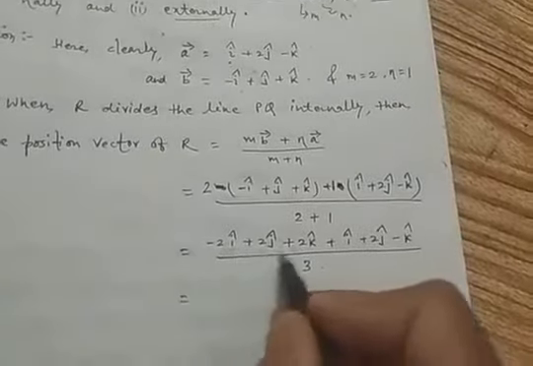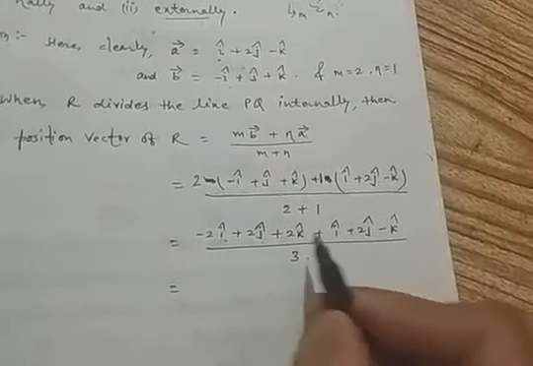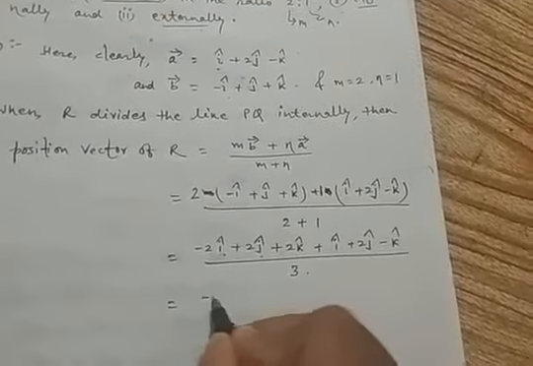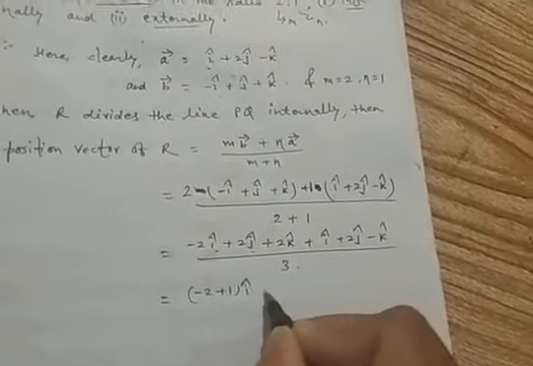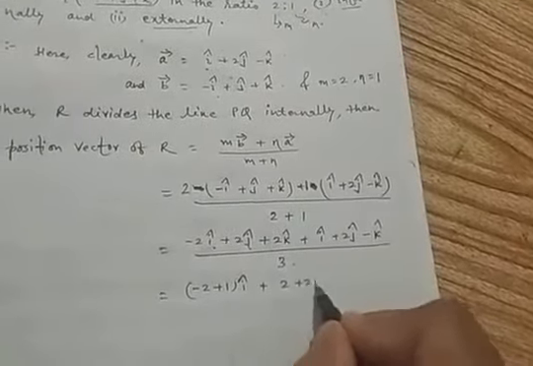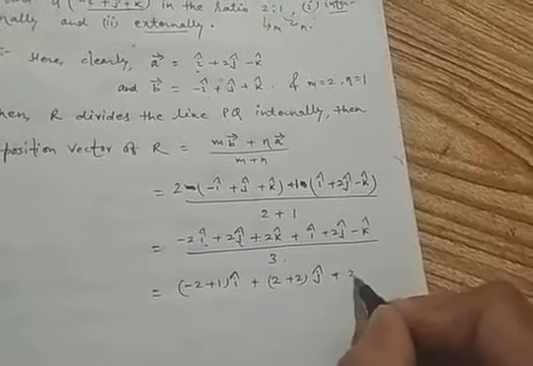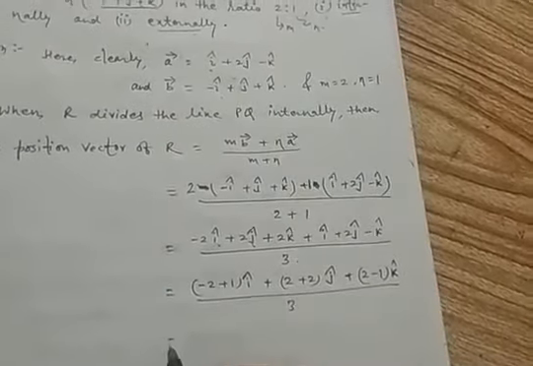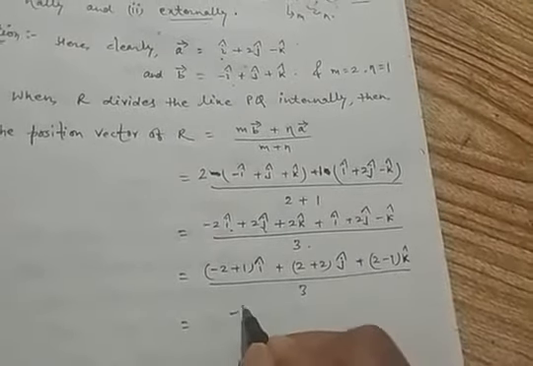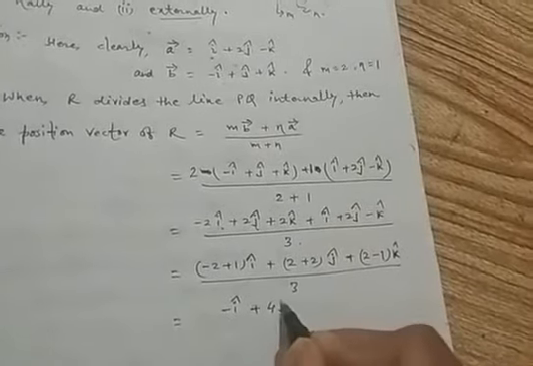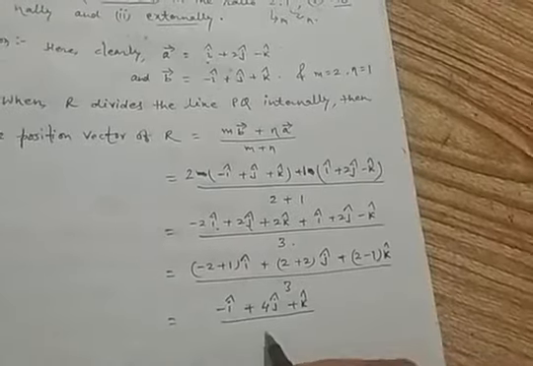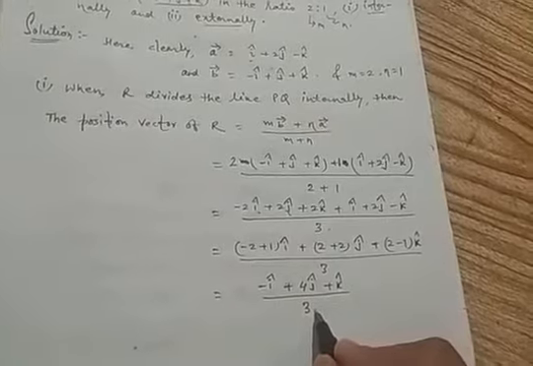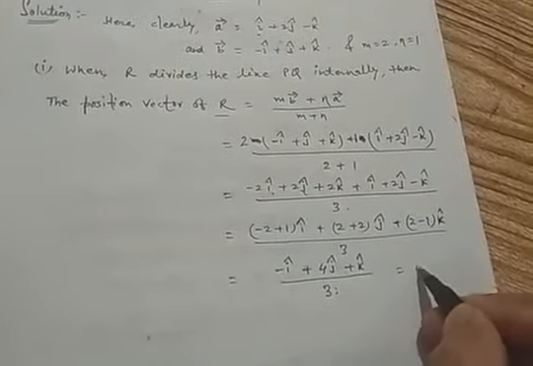Now separate the terms i cap, j cap and k cap: minus 2 plus 1 into i cap plus 2 plus 2 into j cap plus 2 minus 1 into k cap upon 3. Finally, minus 2 plus 1 is equal to minus 1, that means minus i cap plus 4j cap plus k cap upon 3. Okay students, so this is the required position vector of R, that is vector OR.